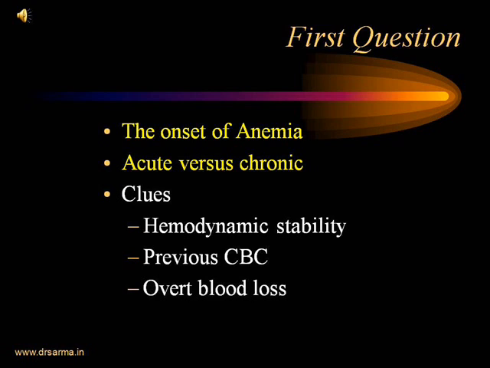The other way of differentiating acute versus chronic will be to have a look at his previous CBC report. CBC is complete blood count report. And when there is evidence of overt blood loss, certainly it favors acute anemia. This is very important for us to decide. If it is an acute anemia, the treatment needs to be very aggressive and immediate. If it is a chronic anemia, you have time to investigate, evaluate, and put him on proper treatment.